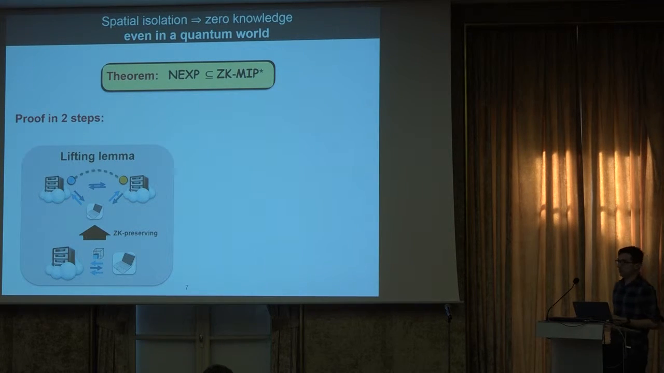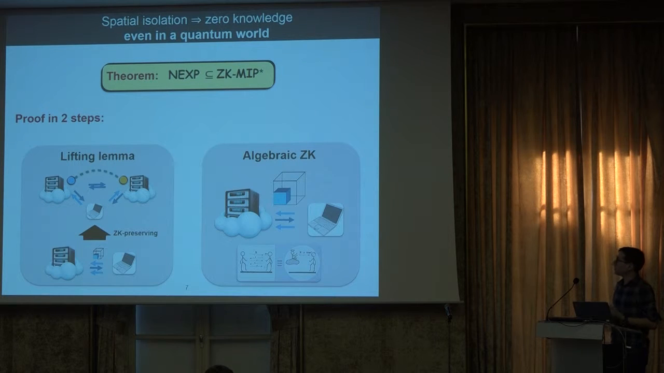And then the main bulk of the work, so this first thing is actually just adapting stuff that was already known. The main bulk of the work is showing that you can obtain zero knowledge in this model. And this model, the reason why it says algebraic ZK here is that this model is inherently algebraic.